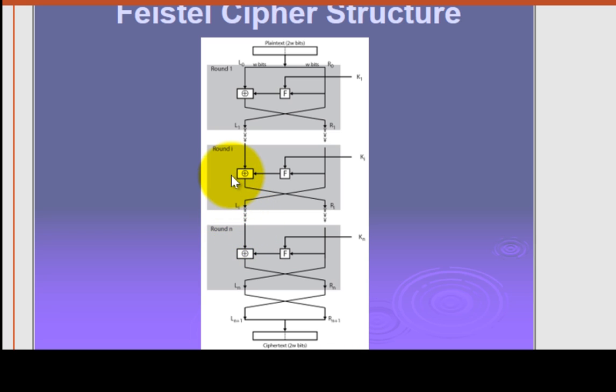If you see here, this is Ki and then Kn. Finally you will see Ln plus 1, Rn plus 1, and the final output is the ciphertext. By doing this process repeatedly 16 times, you will get the ciphertext. This is the process followed in the Feistel cipher structure.